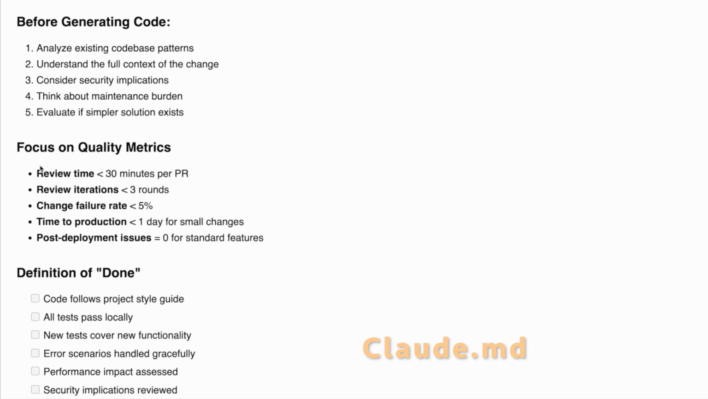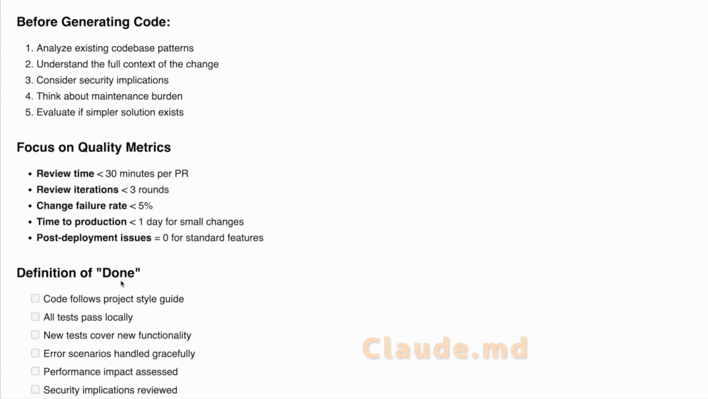metrics like review time, which ideally should be under 30 minutes per PR, review iterations under 3 rounds, change failure rate under 5%, and time to production under 1 day for small changes. And for post-deployment issues, we want 0 issues for standard features.